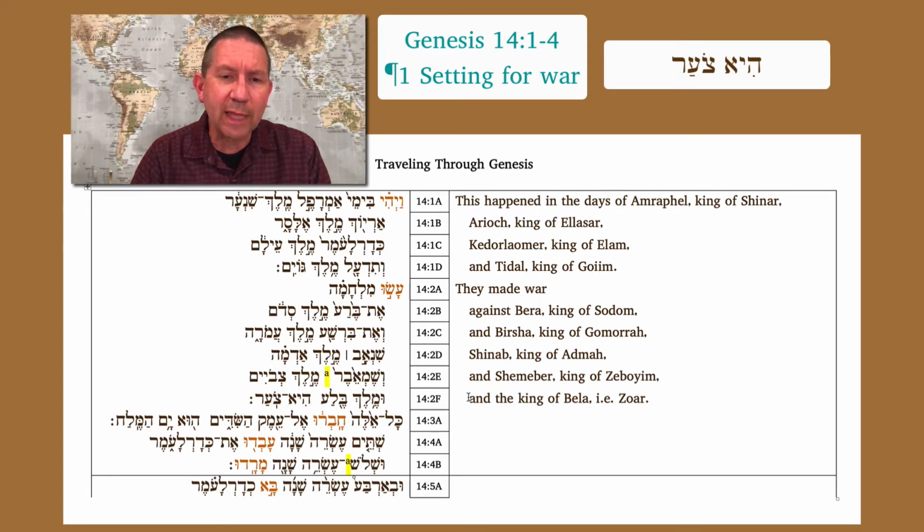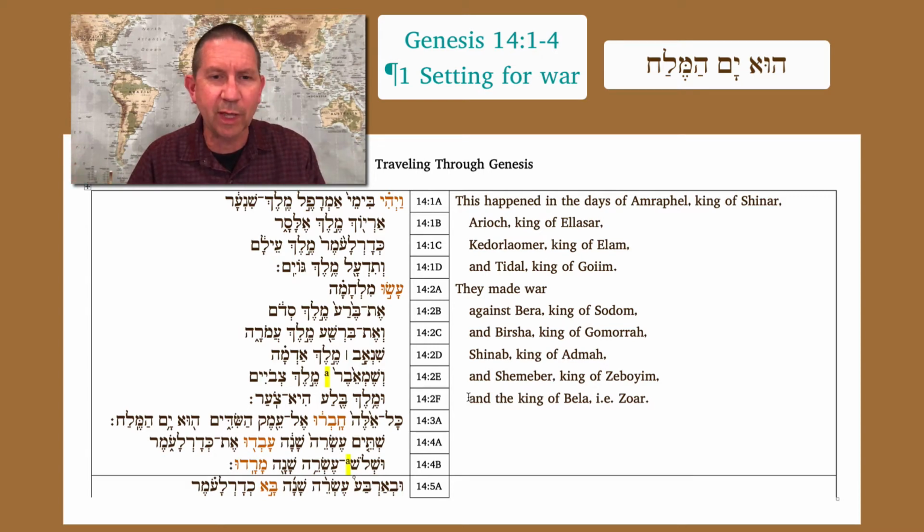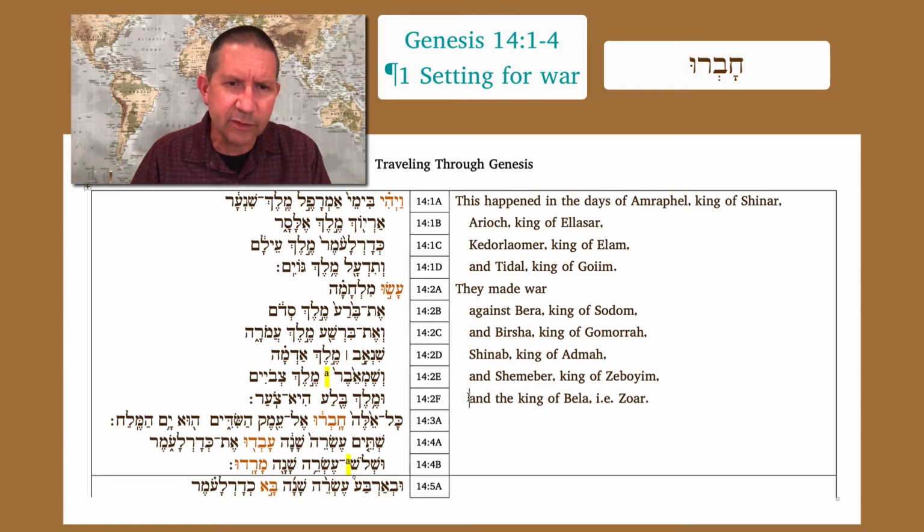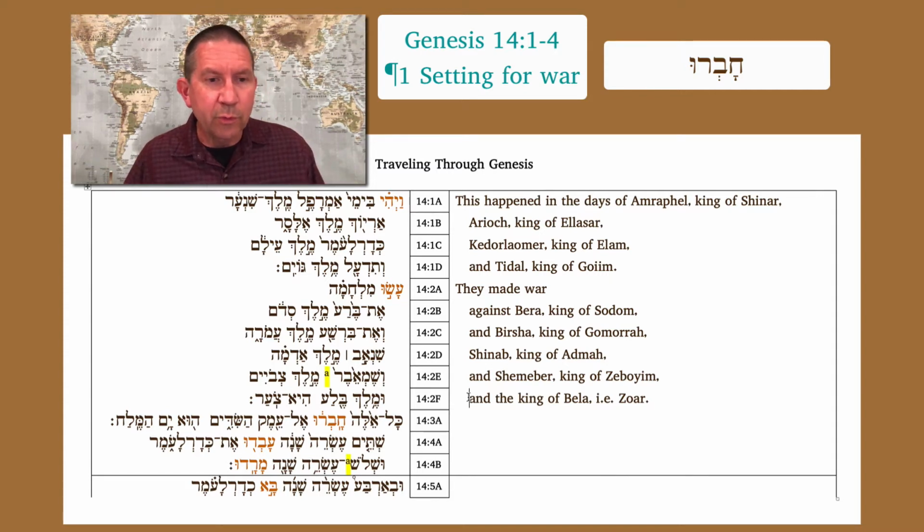Then we have Kol Eila Chaveru El Emek Hasidim, and another one of those parenthetical notes, Hu Yam Hamelach. So Kol Eila, all these people on the list that we just read, Chaveru. Now that is a root that we might not know, although we should be able to parse it pretty easily. Qal perfect, third common plural. Chavar, to join up, to associate. Something like that. So all these kings implied and their armies joined up at the Siddim Valley, and then our parenthetical, Hu Yam Hamelach, that is, or i.e., or it is, the Salt Sea, which we know is the Dead Sea.